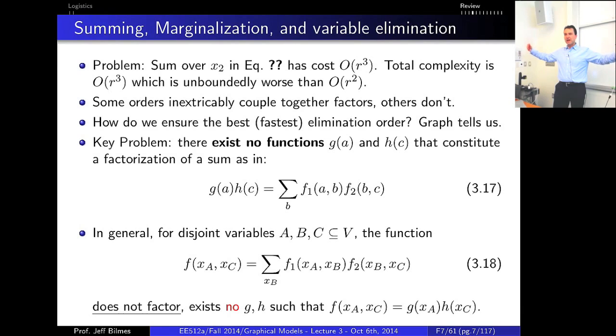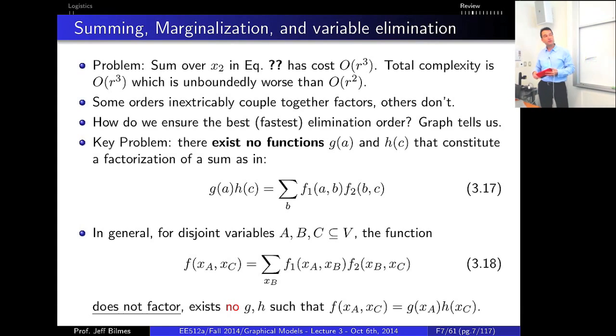But if we do it from outward to inward, we're never going to couple together any factors that perhaps don't need to be coupled together. On the other hand, if we were to eliminate any interior vertex in the chain, we would couple together vertices that need not be coupled together and correspondingly have an increase in computation. Namely, we'd go from r squared to r cubed.